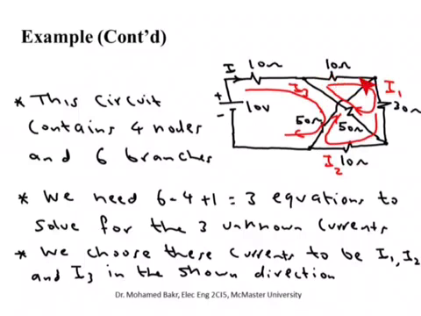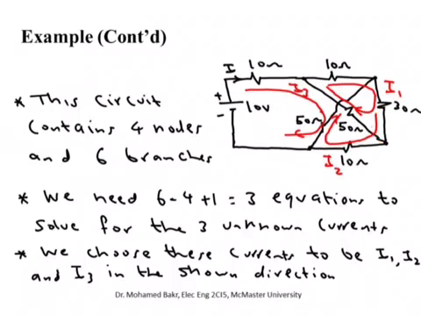In this 10 ohm here, you have only I1 flowing from left to right. But in this branch and in this branch, you have joint branches between two loops. Then the current flowing here is I1 plus I2. I1 is here and I2 is here. This is a joint branch, and the current flowing here is I3 plus I2.